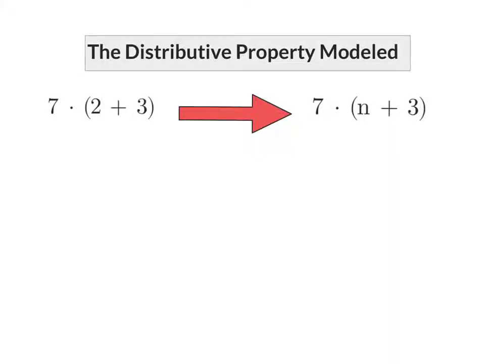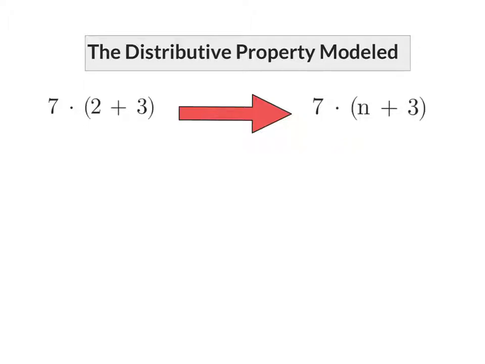Okay, now we're going to model the distributive property using an algebraic expression, and we simply do that by taking our numeric expression that we used before and replacing the 2 in the numeric expression with the variable n. So we're creating an algebraic expression, 7 times the sum of n plus 3.